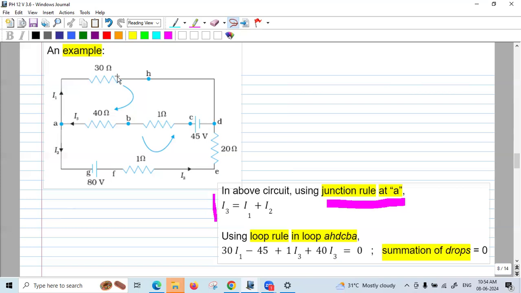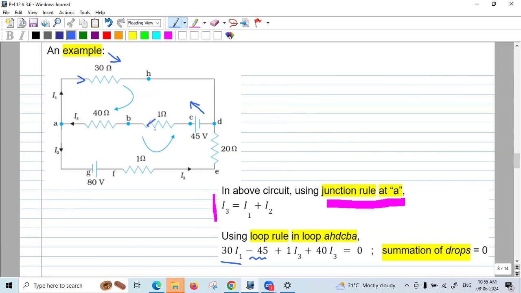From here to here, there's a drop of 30 into I1, because along the direction of the current in a resistor there'll be a voltage drop. The current is flowing like this, my loop direction is this way, so along the direction of the loop there is a voltage drop. So it'll be plus 30 I1. And here there is a voltage rise, so it is minus 45, because I'm collecting the drops.